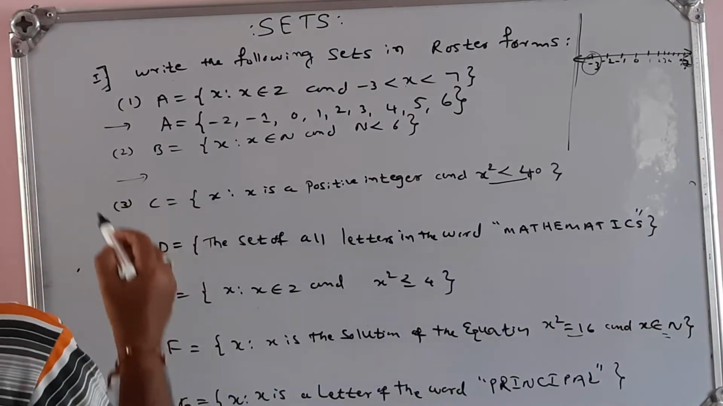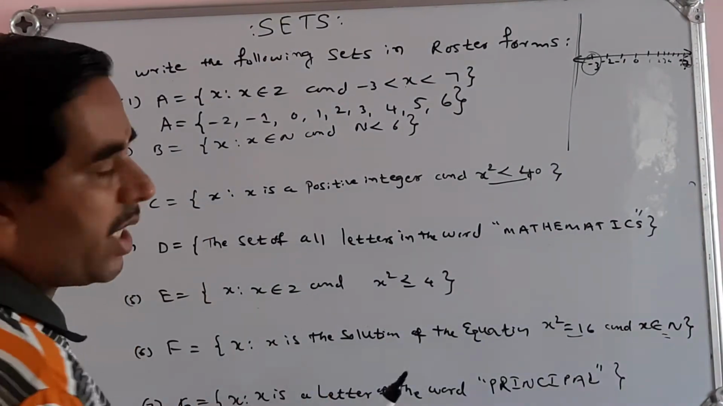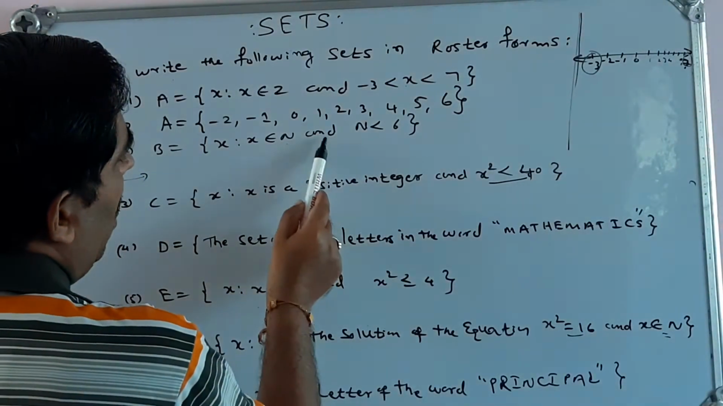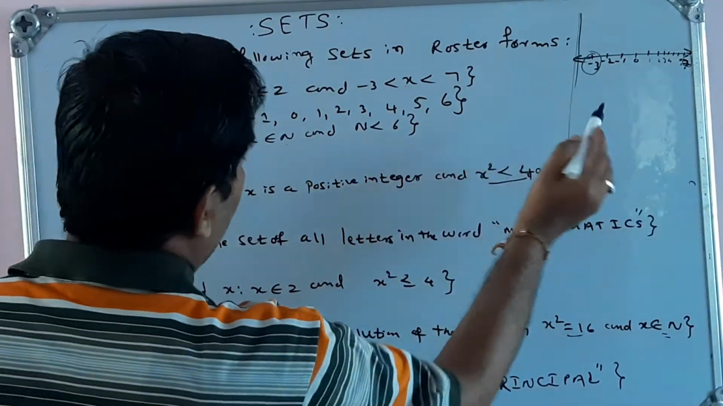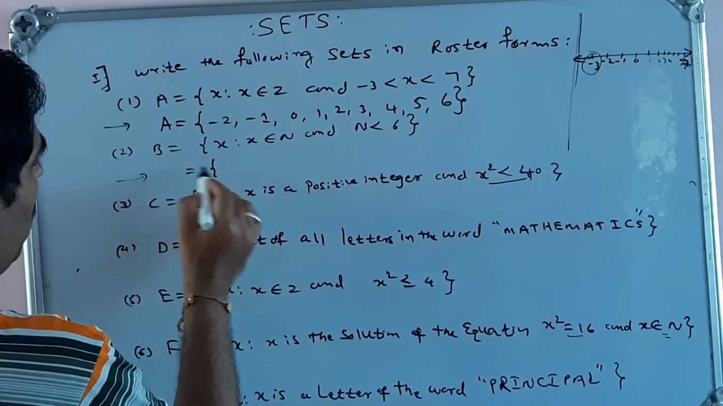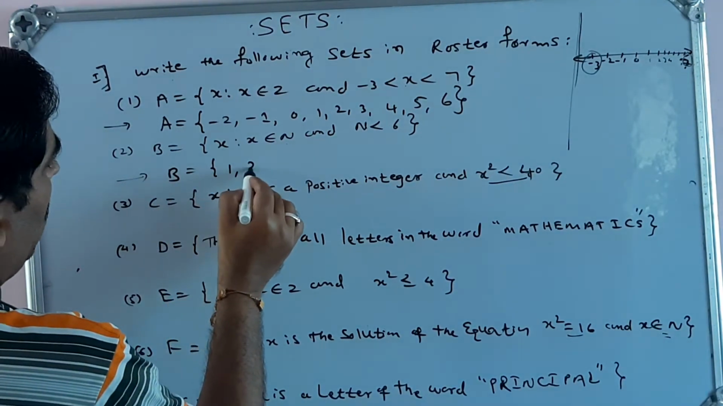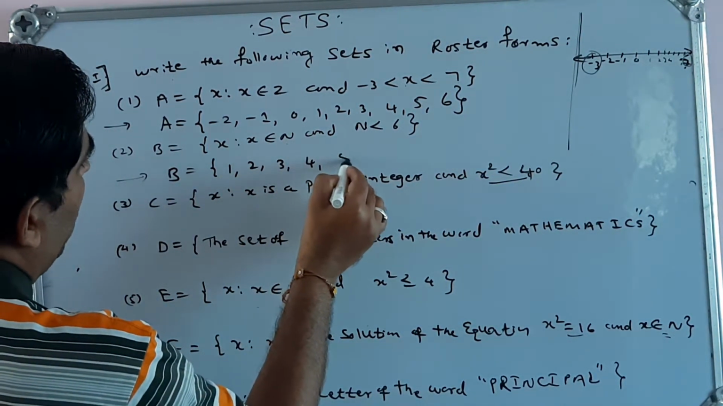Then let us consider the second set. So B is equal to, what is the second set? x is a natural number, natural number less than 6. So what are the natural numbers less than 6? We have to write all the natural numbers less than 6. Okay, 1, 2, 3, 4, 5, less than 6.